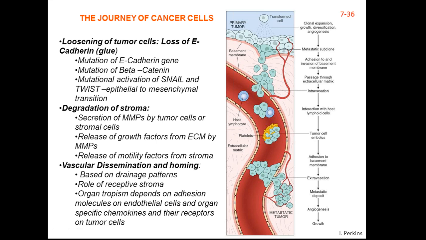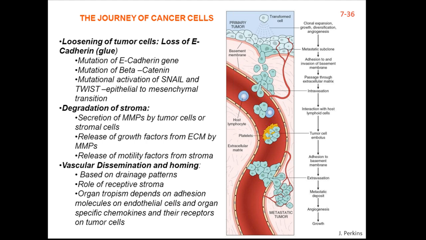There's also a mutation of a couple of genes with these interesting names called snail and twist. They are mutationally activated. Now, what do these genes do? They cause epithelial to mesenchymal transition. They change the properties of these epithelial cells to mesenchymal cells. What does it do? It gives them more mobility. It gives them the microfilaments that are required for locomotion.